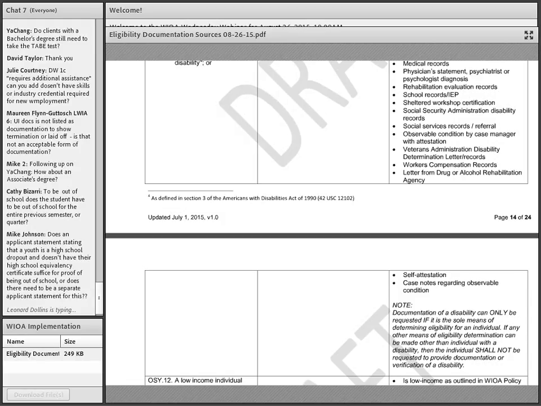Well, two different issues. I want to make sure we're both talking about the same thing. Is this Joey's only disability? Or excuse me, only barrier?